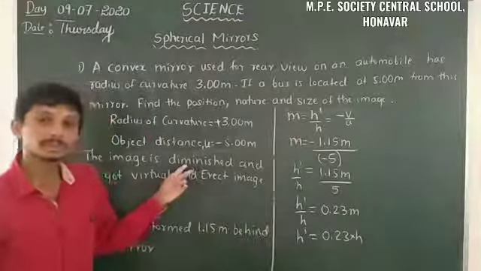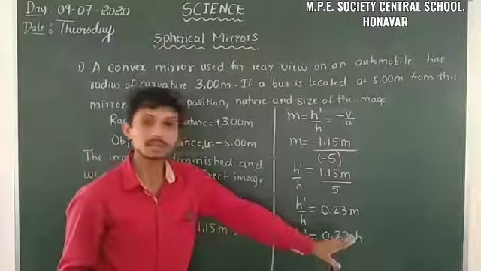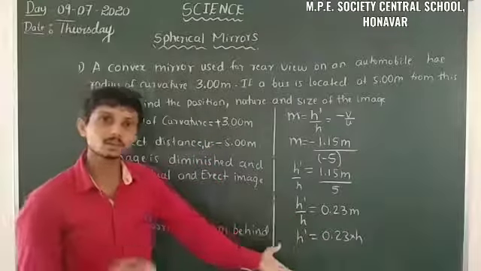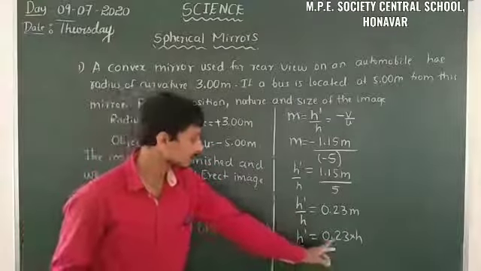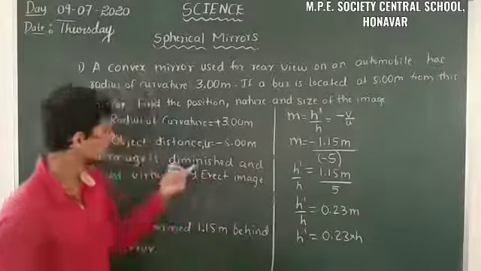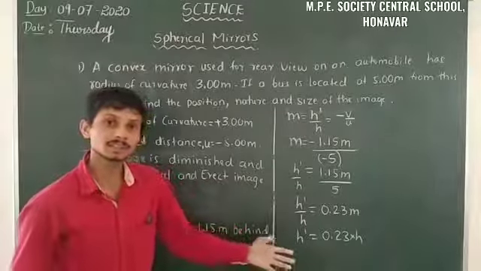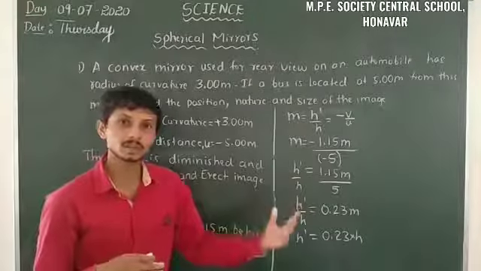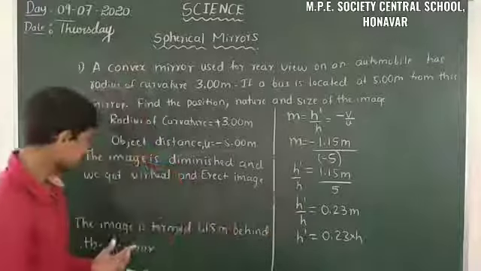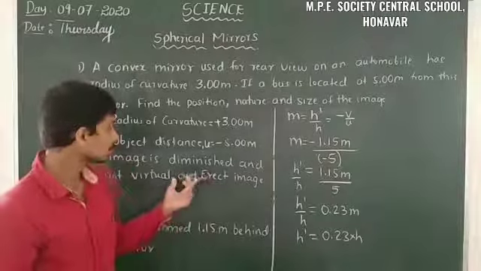Yes, how is it diminished? We got here h dash is equal to 0.23 h. So here h is greater and h dash is smaller. That means it's a diminished image. How did we get the virtual image here? Virtual image means we got the image behind the mirror. That means it's always virtual. So it's a virtual image.